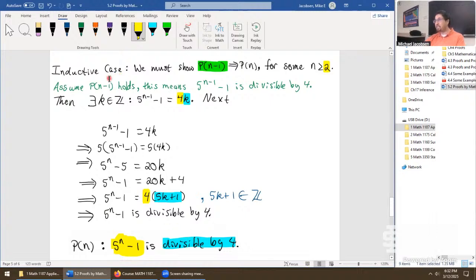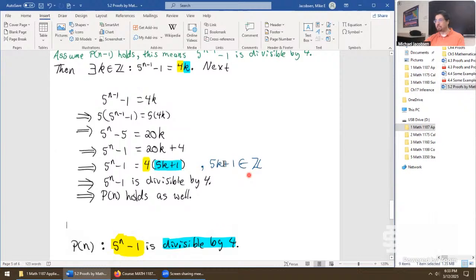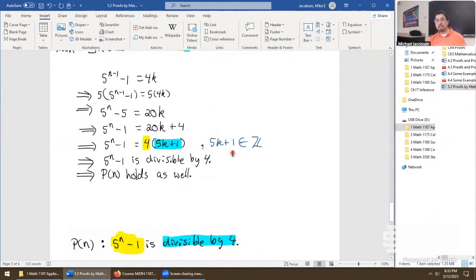We assumed P(n-1) holds. Now our final statement here is that this implies P(n) holds as well. You'd probably look up to see the P(n) statement up here to really read that out, but we'll look down so we don't scroll as much. That means right at this stage, the proof is complete.